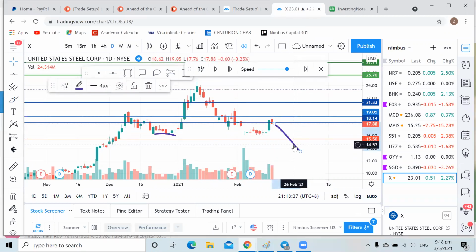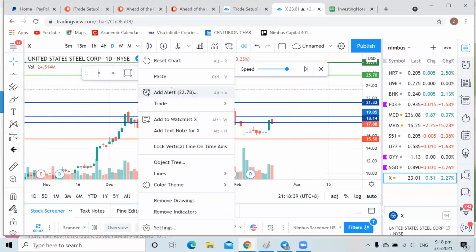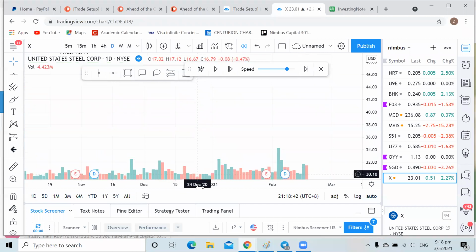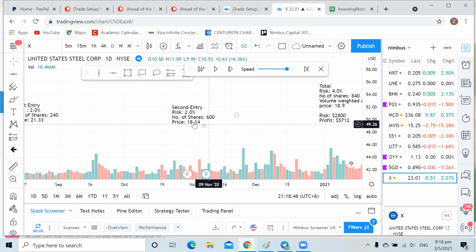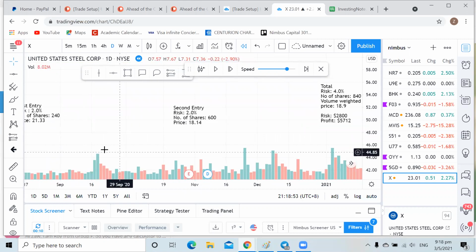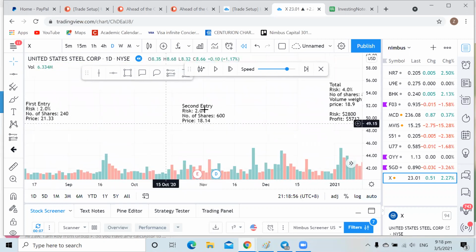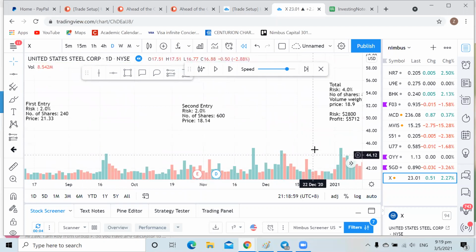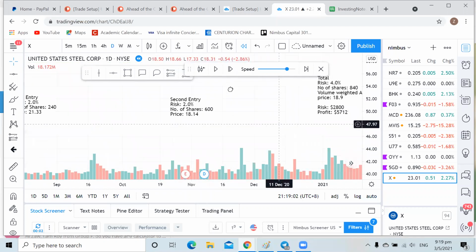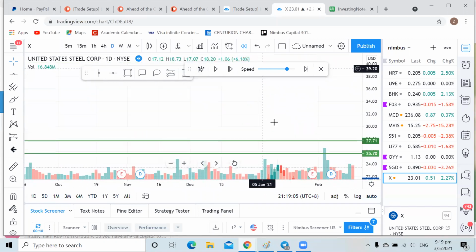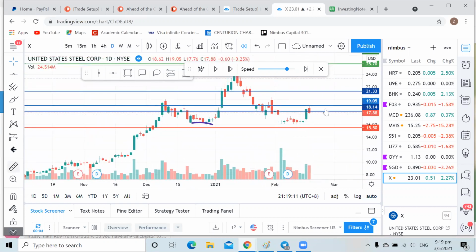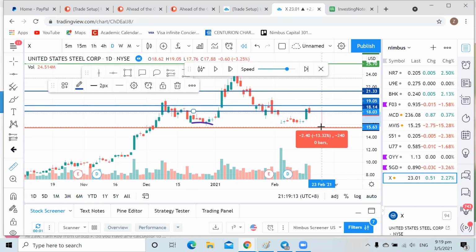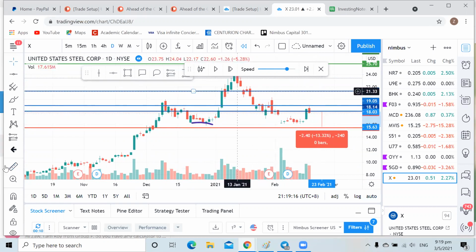Okay, so when I enter at the second entry, you can see that my lot sizing is slightly different. For the second entry, same thing, the risk is 2%, but the number of shares jumped to 600. The original is 240. Even though the risk is the same, how come the number of shares jumped by so much, about 3 times? This is mainly because now the price is lower. The distance from my entry to the stop loss is much tighter compared to the original distance.